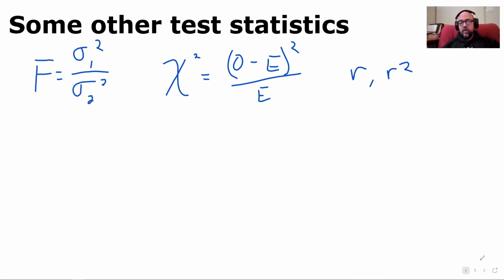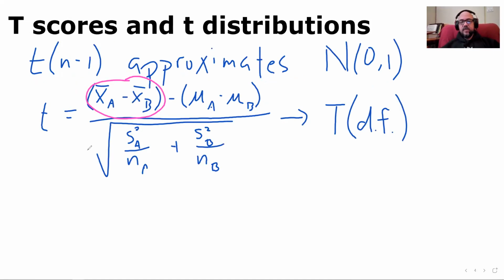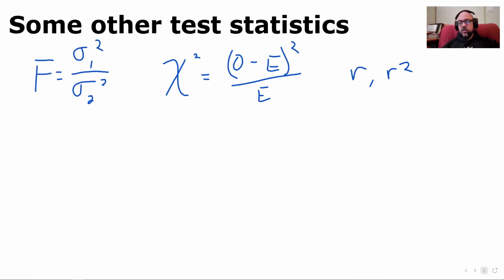So that's what we've been doing, right? We've been finding test statistics, but with t-scores, because we know what t-distributions look like. We'll eventually find p-values and probabilities with F statistics, because we know what F distributions look like. And we'll do the same thing with chi-square distributions, because we know what those look like. Same thing with R and R squared, although those are a little bit different.